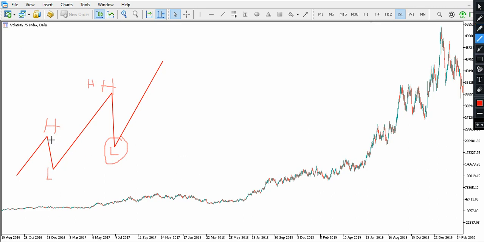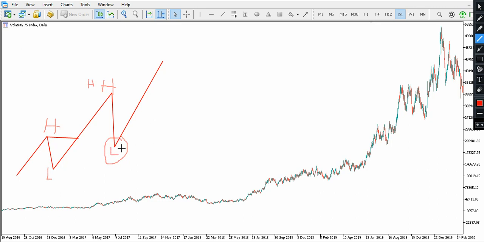As you can clearly see, there's a break of market structure here. This break of market structure confirms to us that this is a higher high, and this is a low here, not a lower low. So this is the swing market structure here.